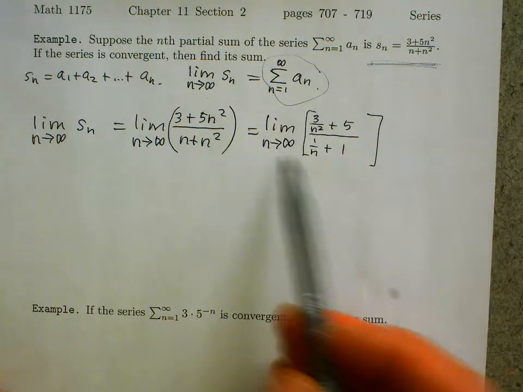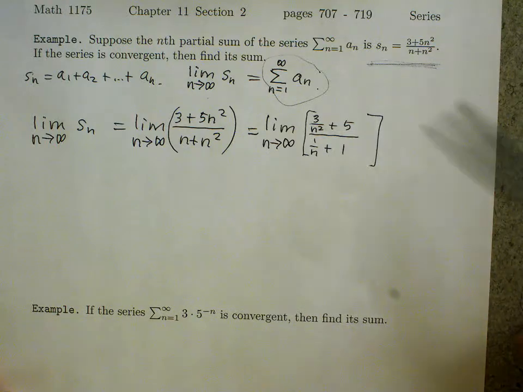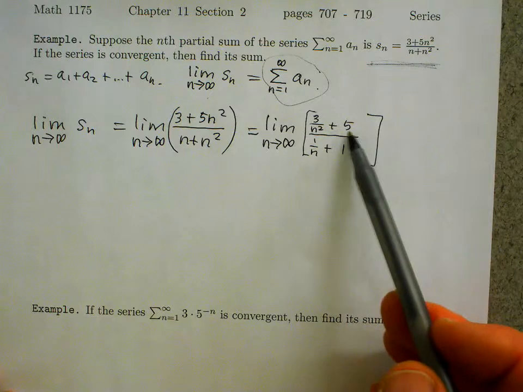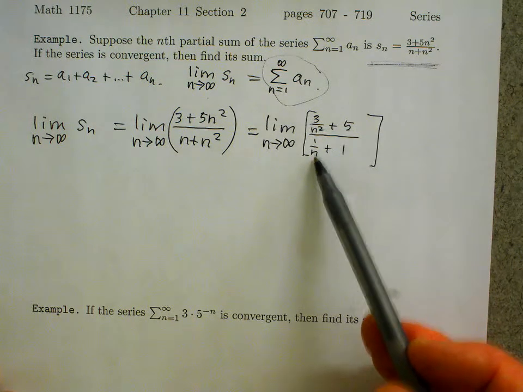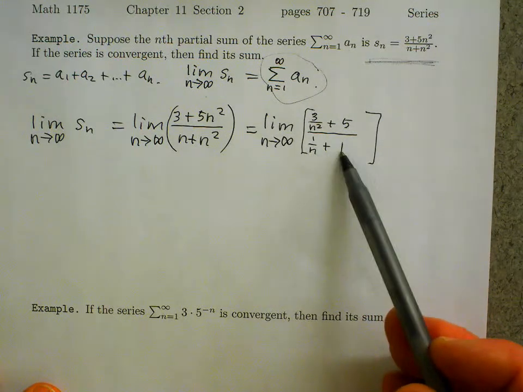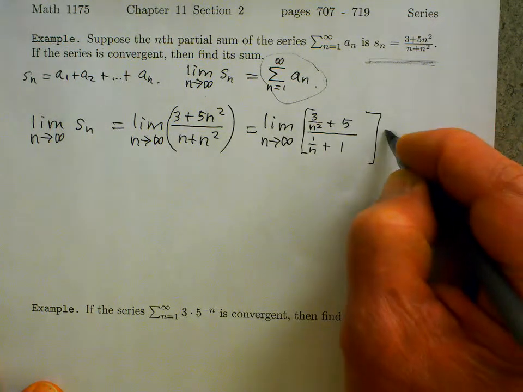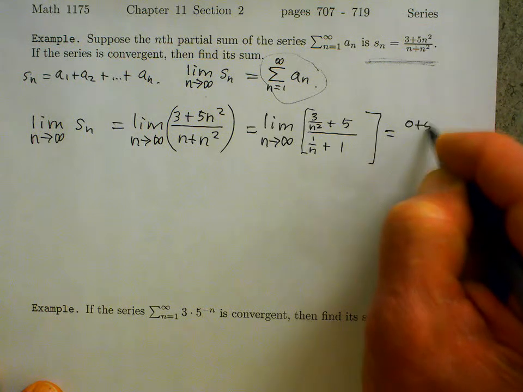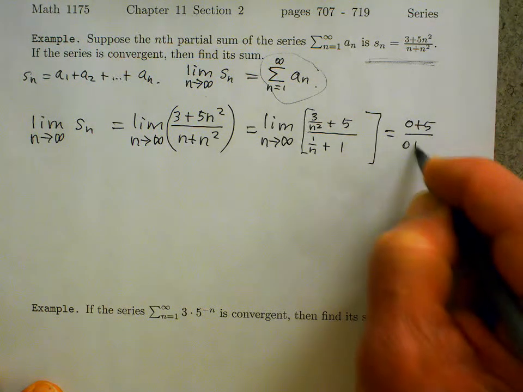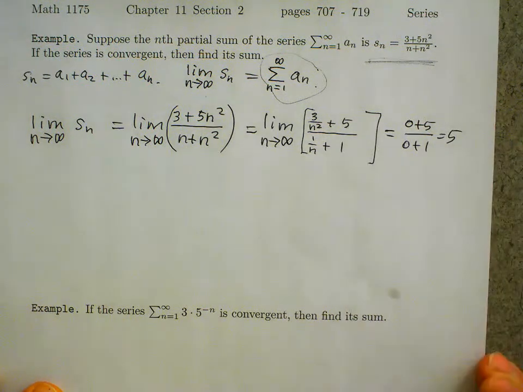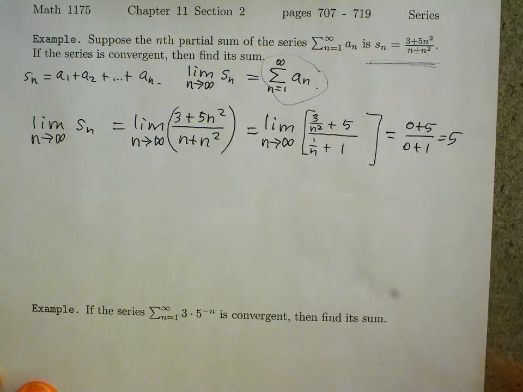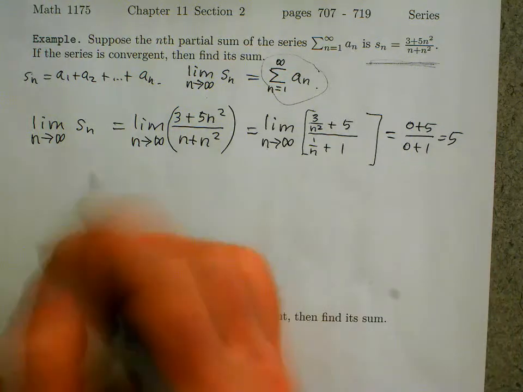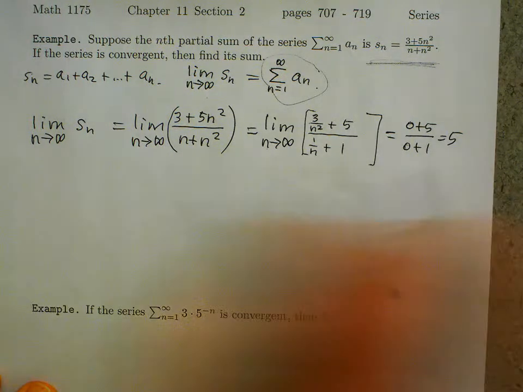Okay, then we just compute the limit. 3/n² goes to 0. 5 is unaffected by what n does. And in the denominator, 1/n goes to 0, and 1 is unaffected. So this is (0 + 5)/(0 + 1), or 5. Okay, so the series converges, and moreover, it's equal to 5.